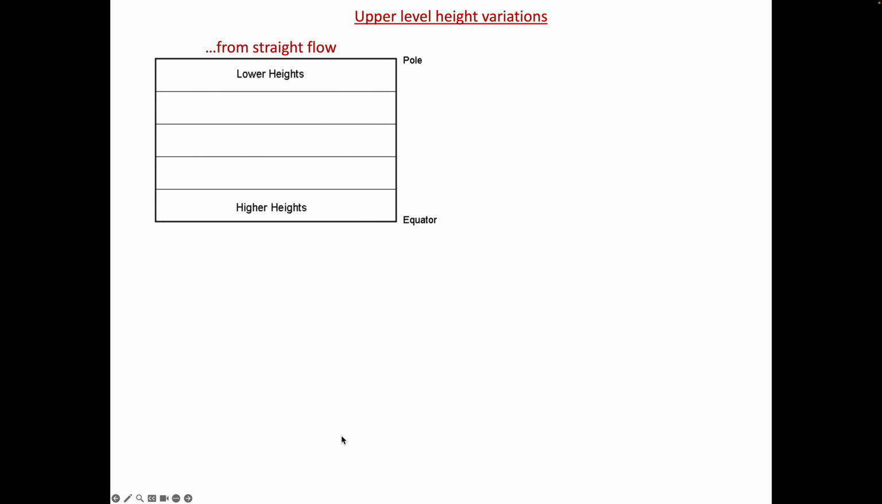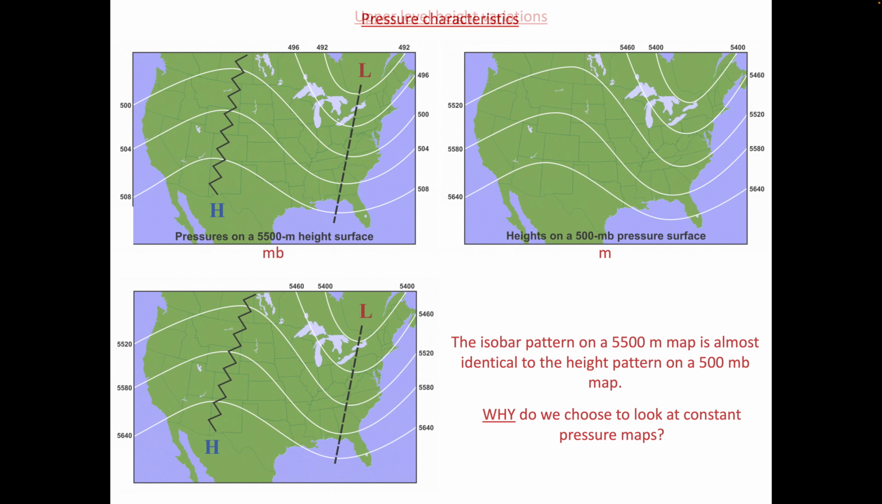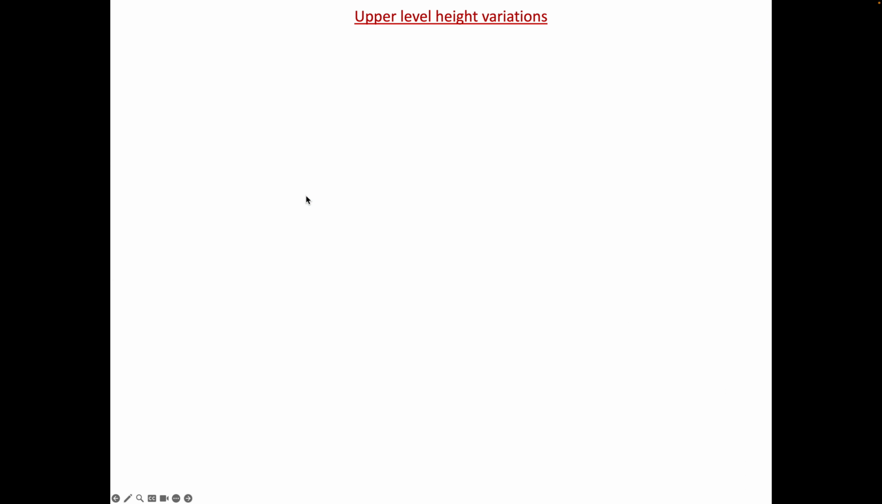Now, let's talk about basically how this develops, how we get these waves like we saw on this last slide. Because in fact, this is pretty much what we see in upper levels. We see wave patterns versus closed isobaric circular patterns, which are more common at the surface. So let's talk about this development of waves and how it happens.